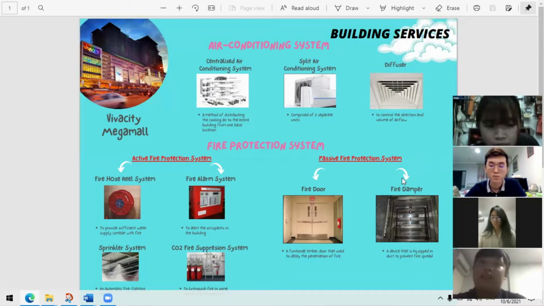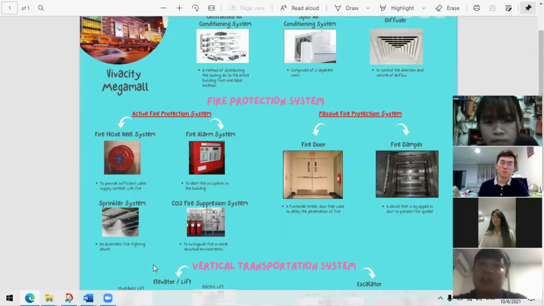So now I'm going to talk about the fire protection system. The fire protection system can be defined as a life safety system which functions to protect the building from fire. It can be divided into 2 categories, which are active and passive. The active fire protection system is used to control or extinguish the fire, and it usually requires an action to trigger its operation, either manually or automatically.